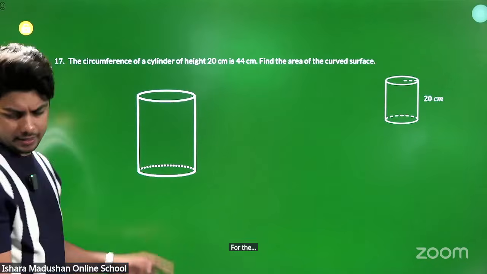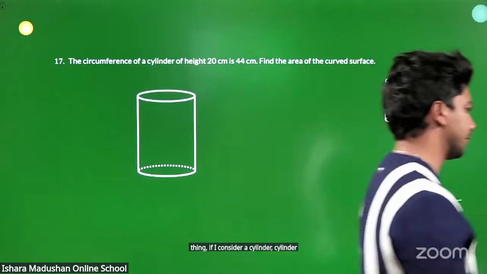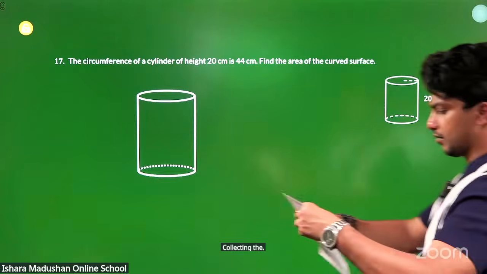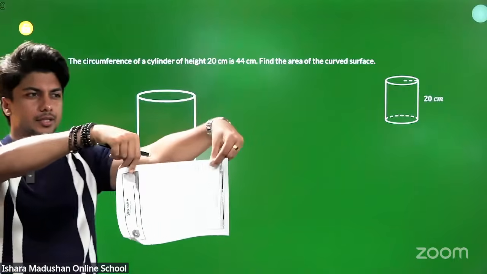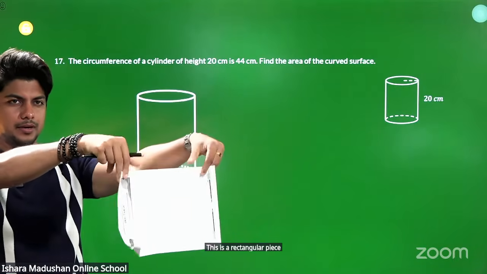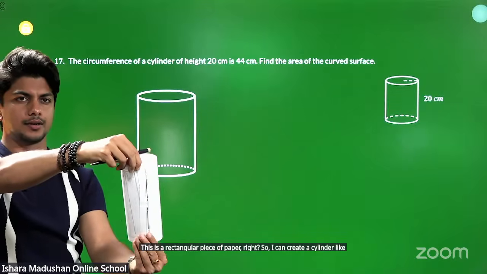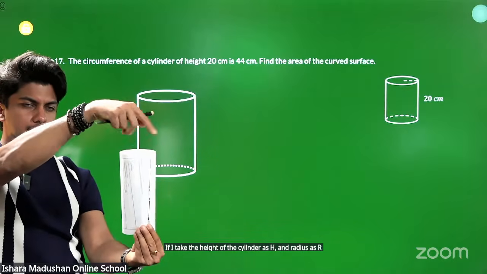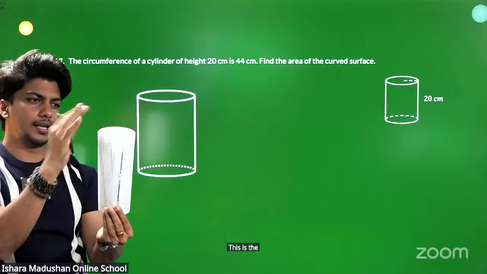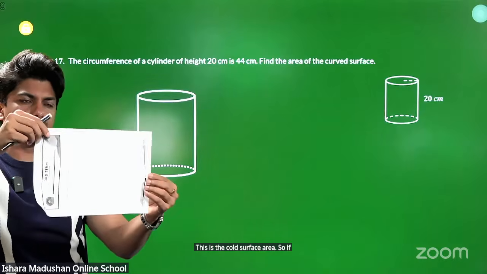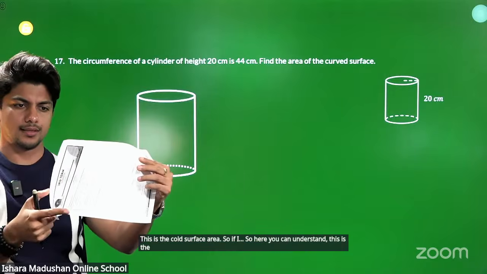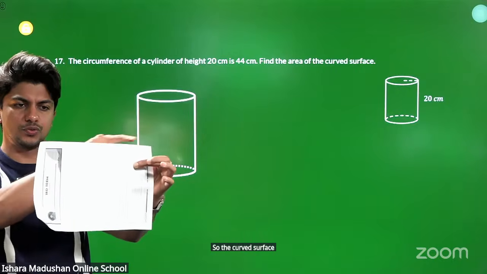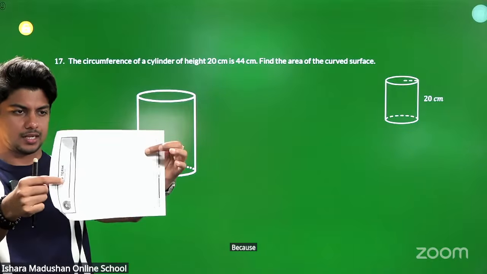Then if I consider a cylinder, I can make it. This is a rectangular piece of paper, right? So I can create a cylinder like this, right? If I take the height of the cylinder as h and radius as r, this length is 2 pi r. This is the curved surface. Here you can understand this is 2 pi r and this is h. So the curved surface area is 2 pi r into h because this is a rectangle.